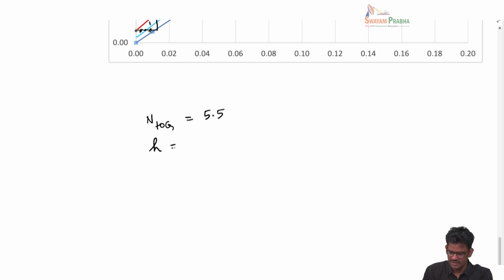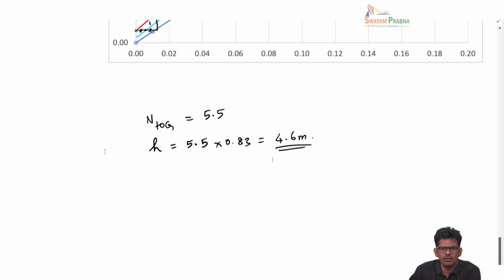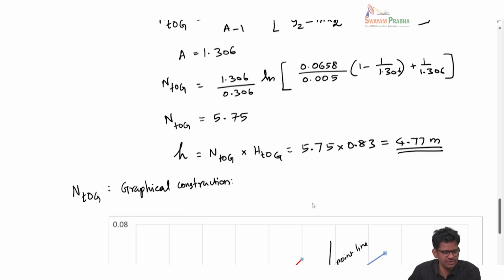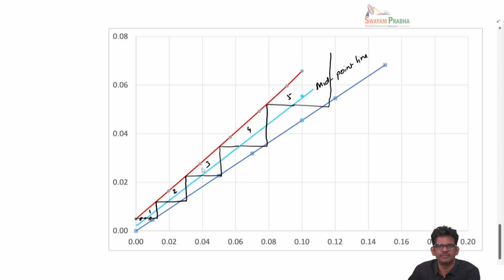So from here you can calculate the height, and this comes out to be something like 4.6 meters. So we have looked at two methods of finding NTOG. One is using the analytical expression, assuming a straight equilibrium line, a straight operating line, and dilute mixtures, which is an assumption. Or you could find the number of NTOG by this graphical construction.